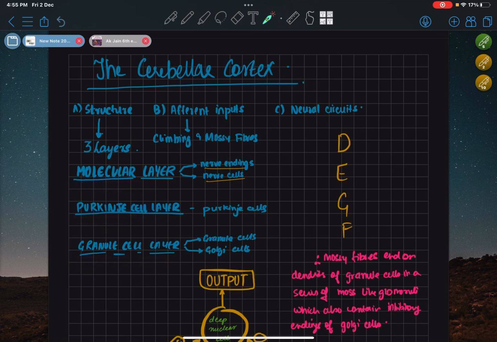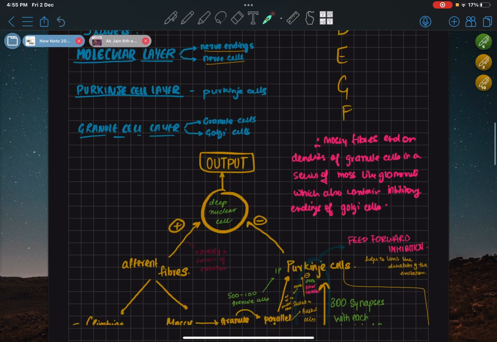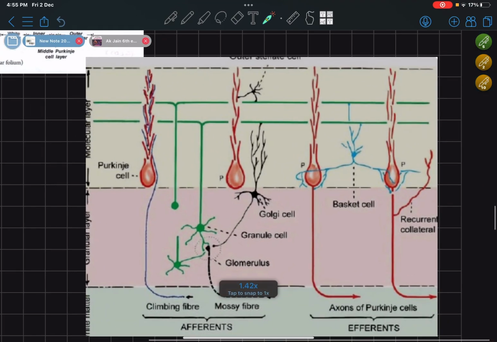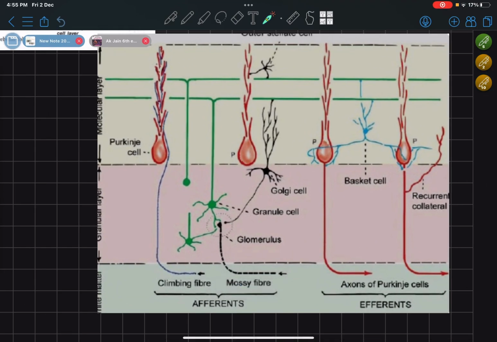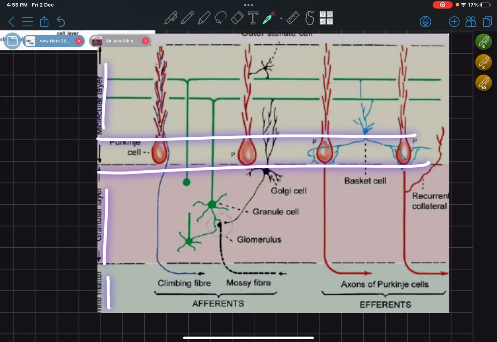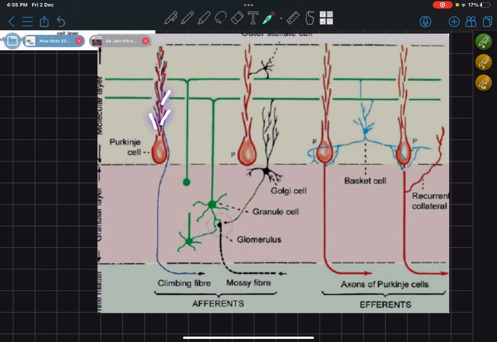The molecular layer consists of nerve endings and nerve cells. Which nerve endings does it consist of? We can see clearly in this picture. Here we have the white matter, the granule cell layer, this is the Purkinje cell layer, and then this is the molecular layer. We can clearly see the dendrites of the Purkinje cells are there as nerve endings in the molecular layer. Then this is a granule cell whose dendrites are here in the granular layer, whereas the axons are extending into the molecular layer. So the second is the axons of granule cells.